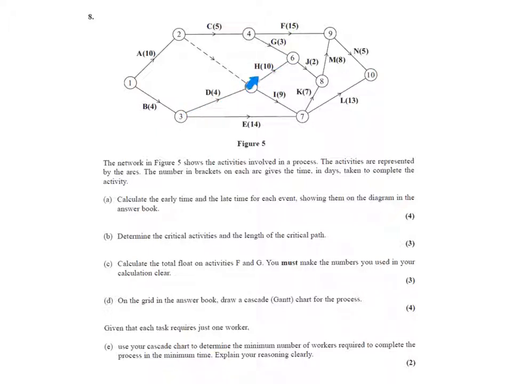Now activity H and activity I can't take place until activity D and A have been finished. This dummy activity shows that H and I require D and A to be completed.